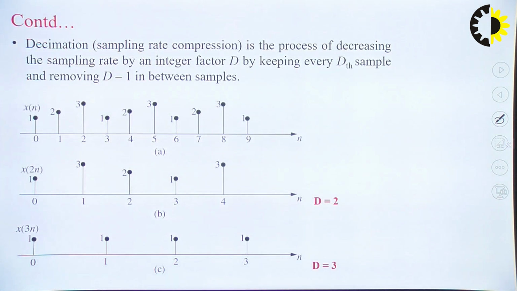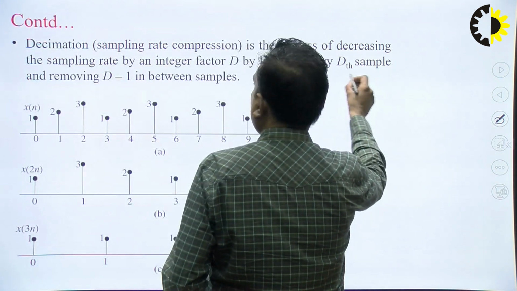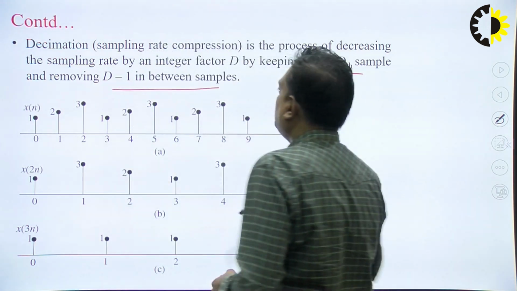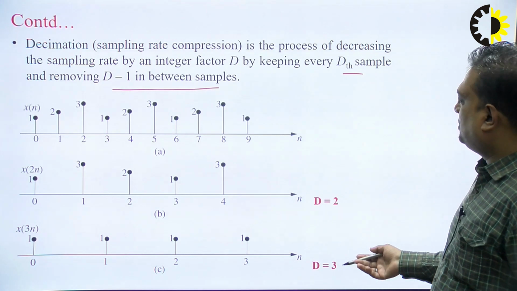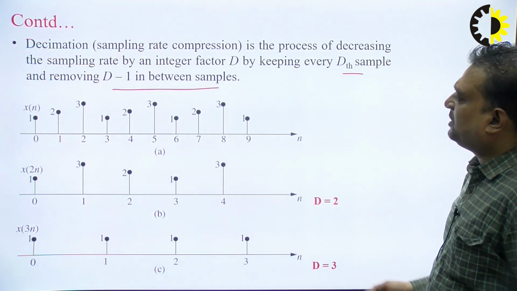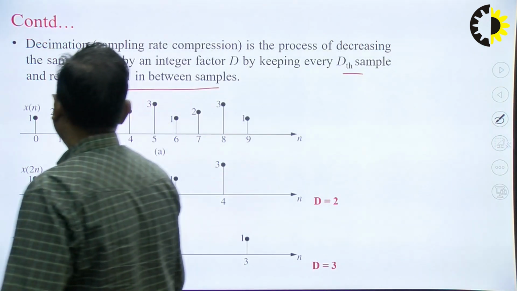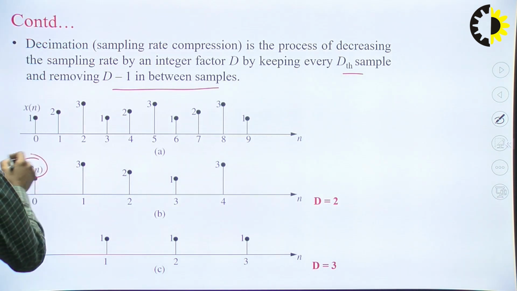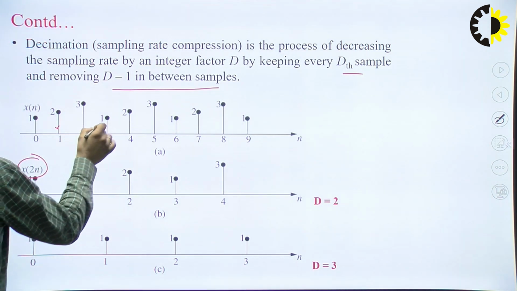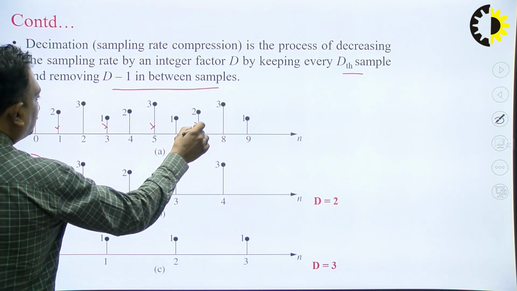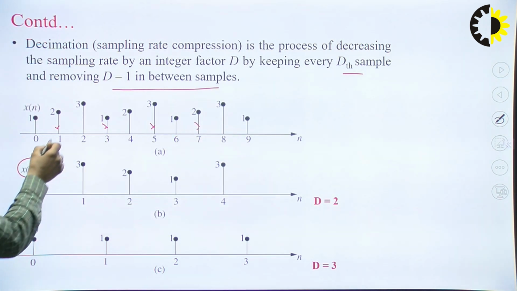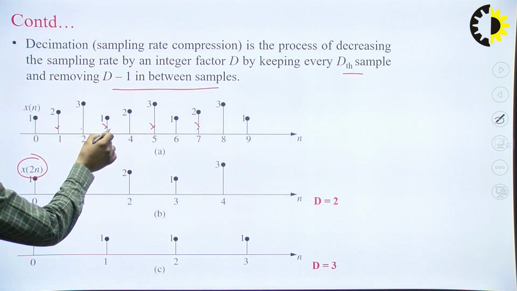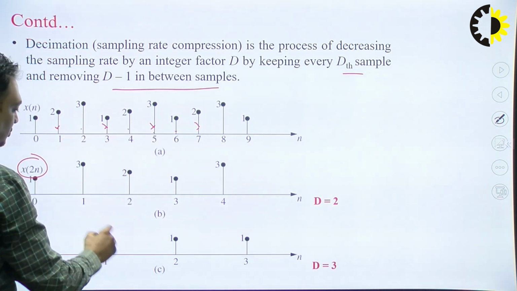So decimation is the process of decreasing the sampling rate by an integer factor D by keeping every Dth value and removing D minus 1 values between samples. Okay. So this is again represented using the graphical method. So here is the sequence x[n]. Now let us suppose you want to calculate x[2n]. It means you will remove this sample, this sample, this sample, this sample. Accordingly, you will get the output. For D equals 3, you will remove this sample, you will take this sample, you will remove this, and you will take this, so you will get these samples.